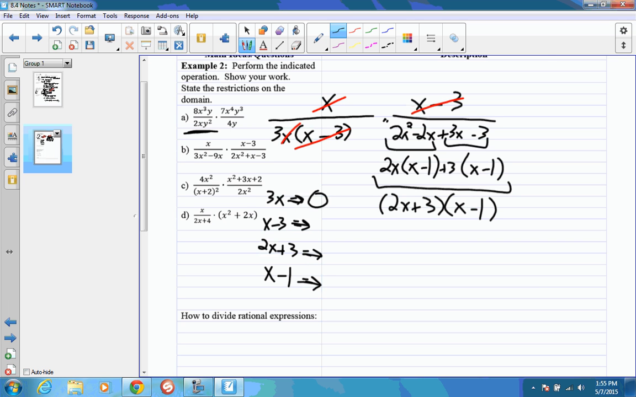Hold on. Alright, so restrictions. I've got a 0. What will this restrict me to? 3. So this will subtract 3 and divide by 2, so negative 3 halves, and then 1. So x cannot equal 0, 3, negative 3 halves, or 1.